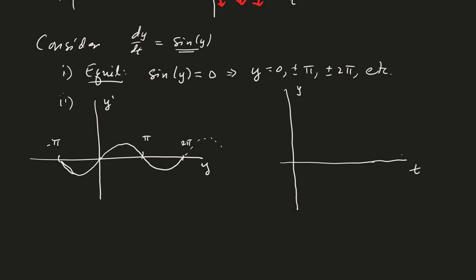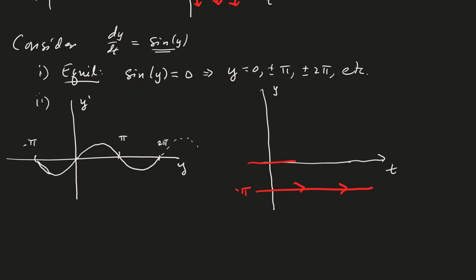And so our equilibrium solutions, I'll go ahead and put the equilibria in red. It's going to be at minus pi. These arrows are representing the direction of travel, right? So that's minus pi. And then there's one at 0. And then there's one at pi. And then there's one at 2 pi. Of course, it repeats itself over and over again.